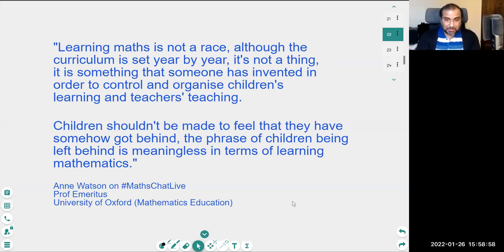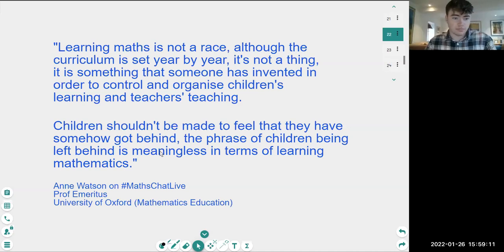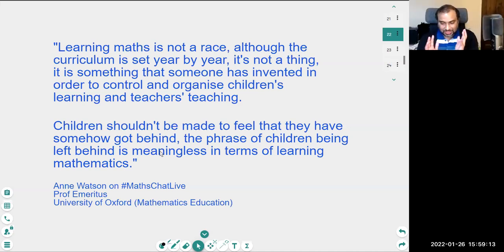It's one of my favorite quotes by Anne Watson, and it just kind of reiterates what Julia was saying earlier, and with tutoring in general, that we've come in here to help children. No child should ever feel like they have got left behind. The curriculum is an artificial concept in some ways to get students to where they are. The age-related expectations to me mean nothing. Teach them the mathematics that they know already and build from there. It's simple as that.